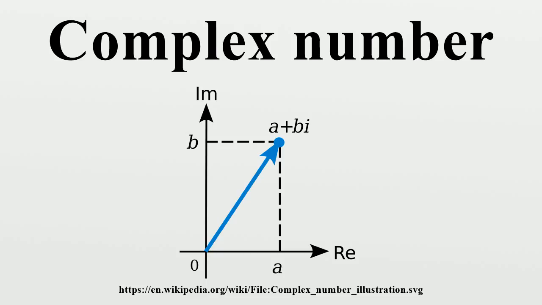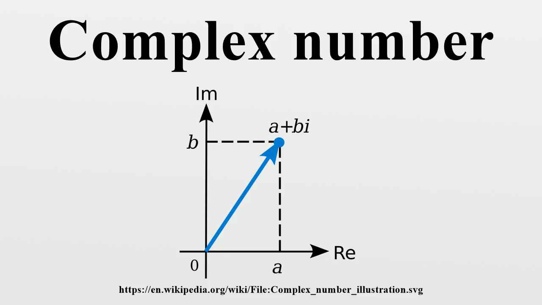Moreover, when the imaginary part is negative, it is common to write a minus bi with b greater than 0 instead of a plus (-b)i. For example, 3 minus 4i instead of 3 plus (-4)i. The set of all complex numbers is denoted by ℂ or notation.